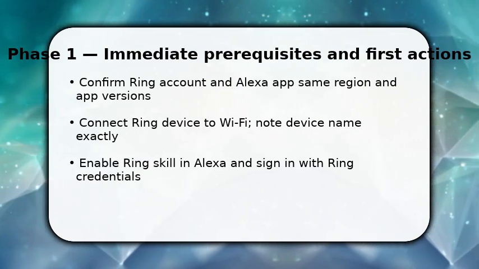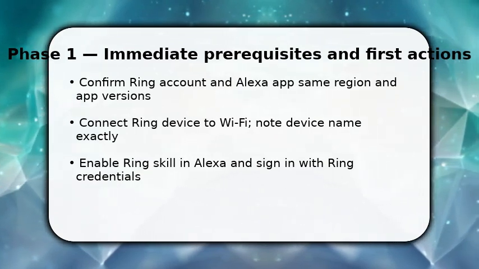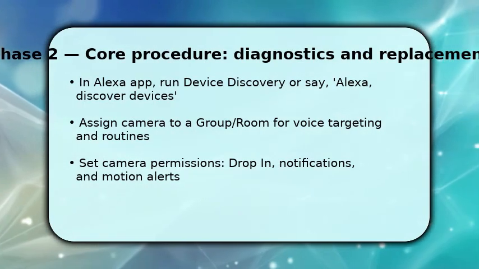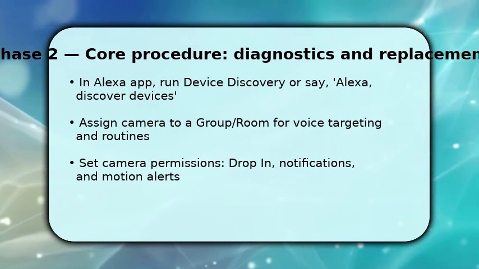Now you make Alexa find and configure the camera. In the Alexa app, tap Devices, then Plus. Choose Add Device and run Discovery, or just say, Alexa, discover devices.